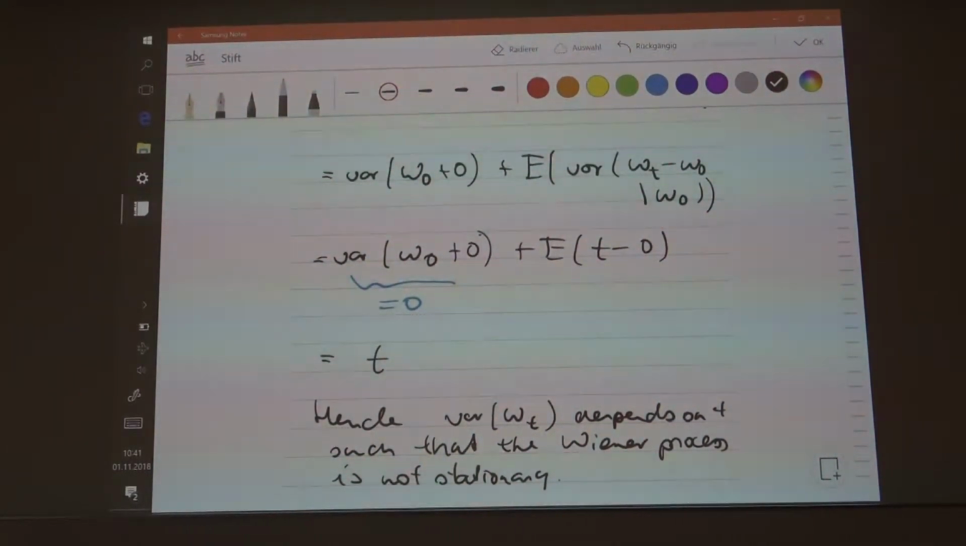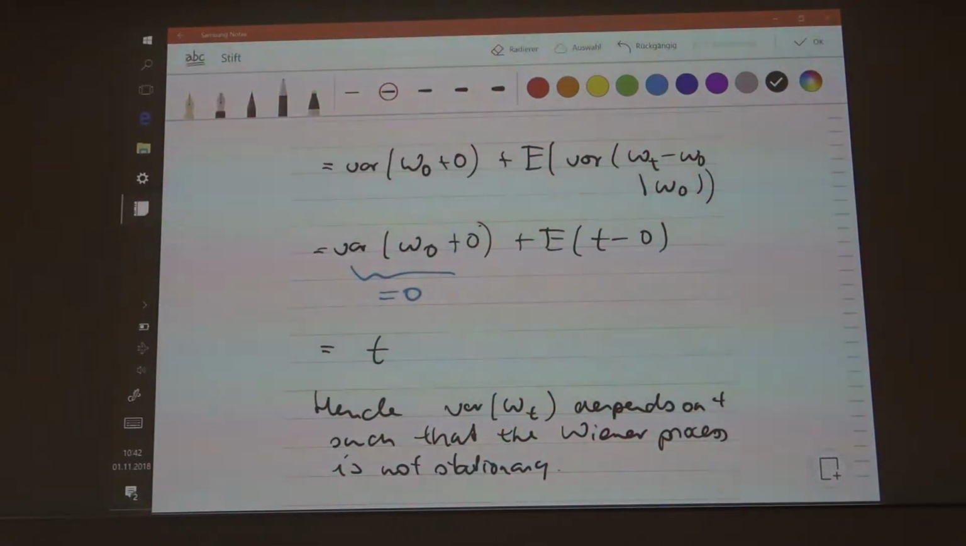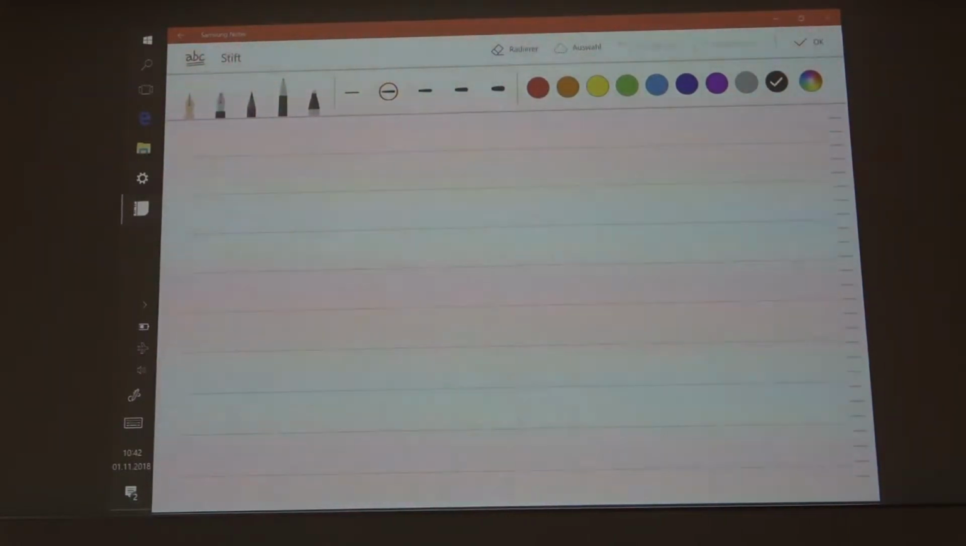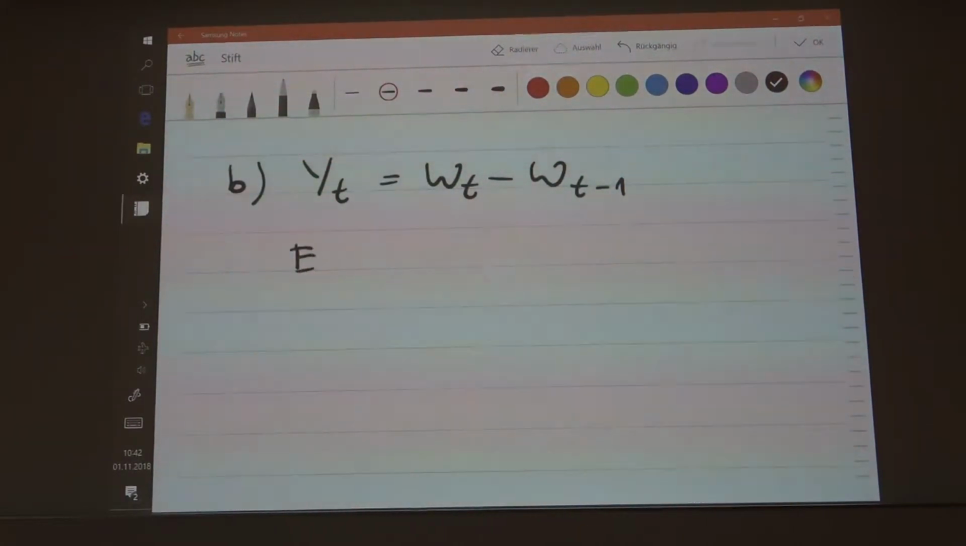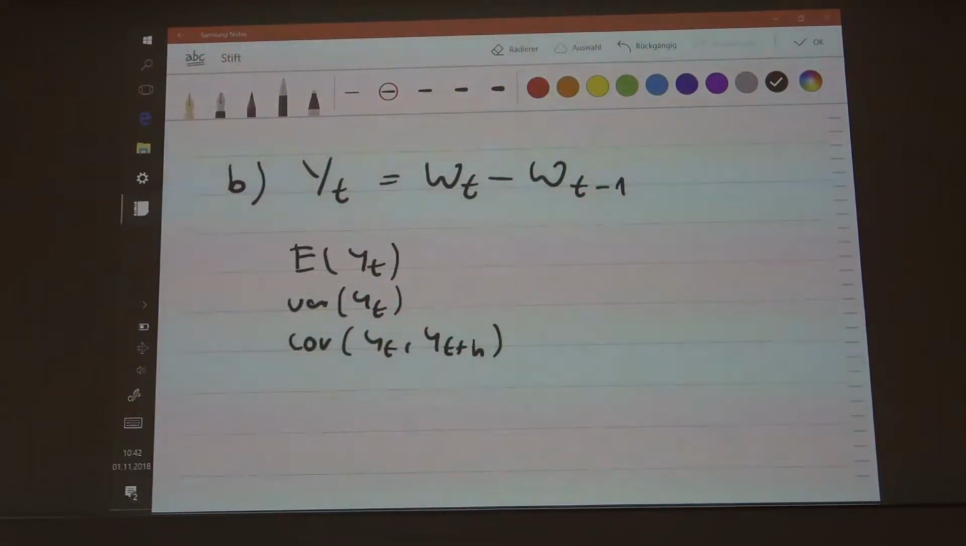And now you have the increments given. In this case, maybe you can show the following on your own. For the increments, I'm not going to do this, so you can try this on your own. If you define the following process yt, which is the increment of the Wiener process, then you need to show that the expectation of yt, the variance of yt and the autocovariance do not depend on time.